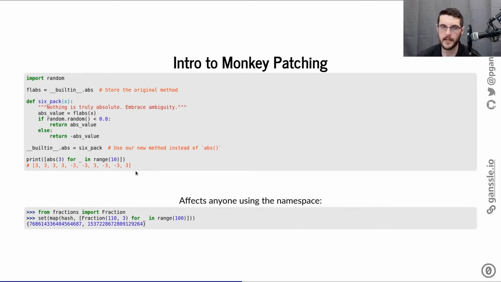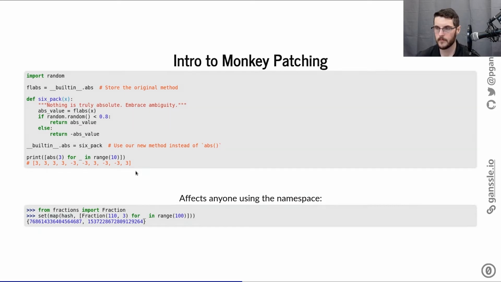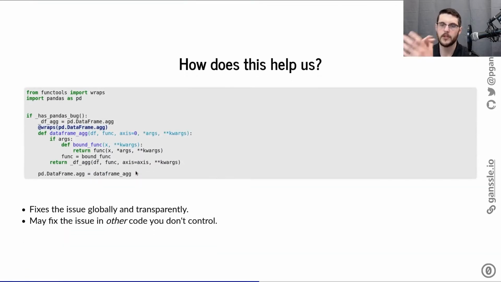And this affects not just us, but anyone using the namespace. The fractions module uses abs in its hash. So once we've patched it this way, you sometimes will, for the same fraction object, get a different hash. Obviously, it's cool that we can break the hash of fraction objects. But how does it actually help us fix bugs?